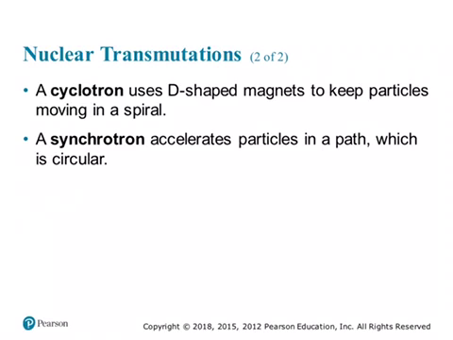Then there's another device called a cyclotron that uses D-shaped magnets to keep particles moving in a spiral, and then they hit the nucleus. And then you have something called a synchrotron, which accelerates particles in a path that is circular as opposed to spiral.